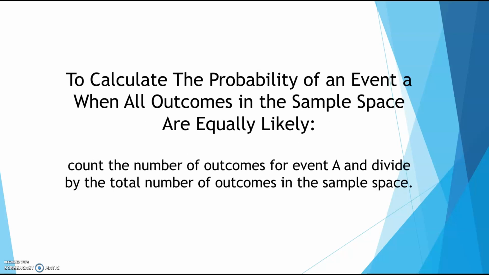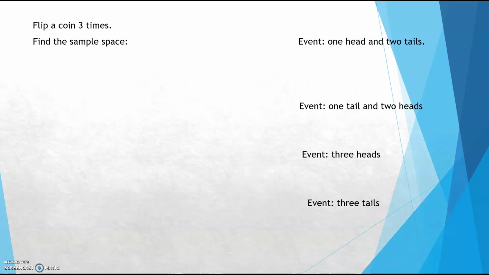Okay, so this is how we're going to find the probability of equally likely events. You're going to count the number of outcomes for event A divided by all the outcomes total in your sample space. So like this one, we're going to flip a coin 3 times. And then here are our events over here.